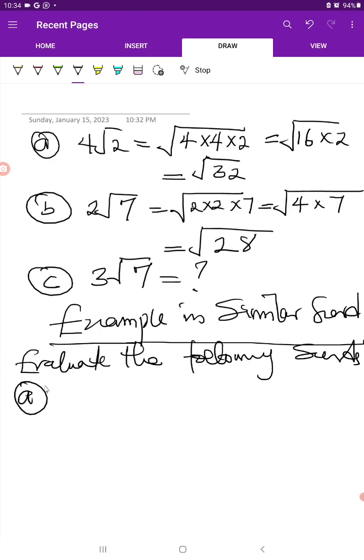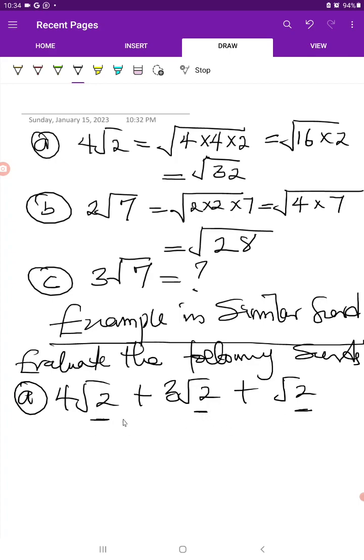Part A: 4 root 2 plus 3 root 2 plus root 2. If you consider all these surds, you discover that they have the same thing, root 2. Therefore root 2 is common: the 4 of this, the 3 of this, and 1 of this. So this is 4 plus 3, making 7, plus 1, because 1 is here, making 8 root 2.